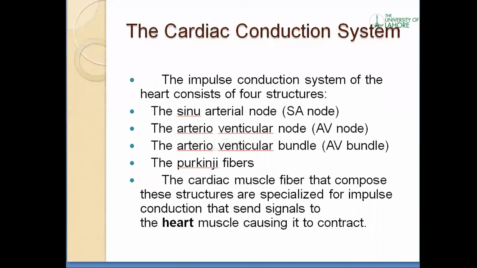Now we talk about the cardiac conduction system. The impulse conduction system of the heart consists of four structures: the SA node, the sinoatrial node, which generates the impulses to contract the upper heart. Then it gives the signals to the AV node, the atrioventricular node.